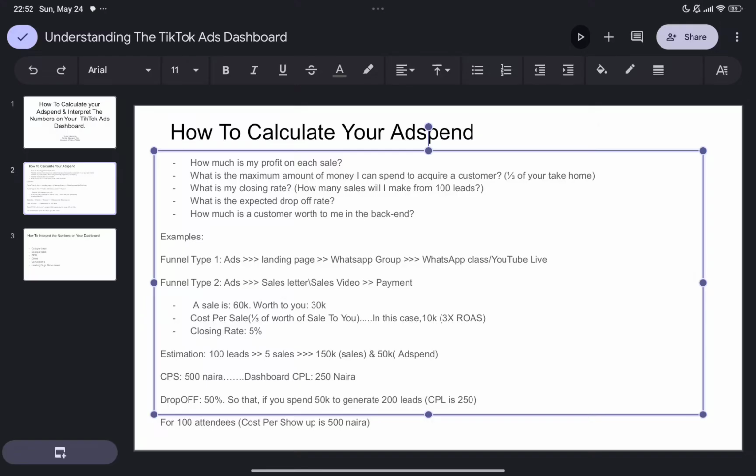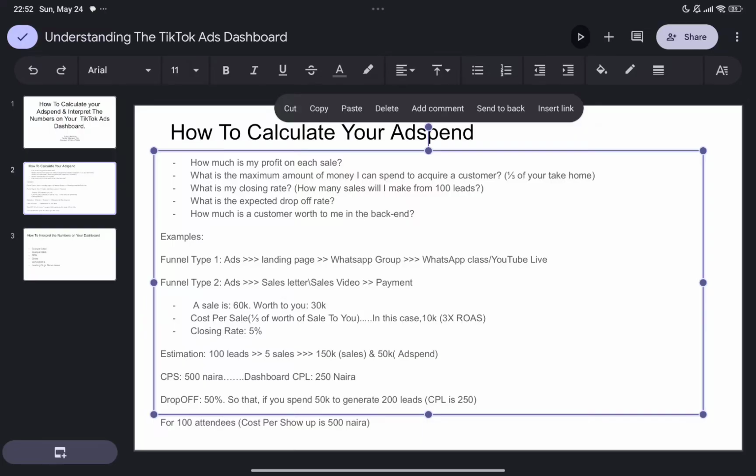And the second type of funnel is from ads, and then you take them to the sales letter or the sales video. Maybe you are running a direct sales funnel. From ads, you take them to maybe your seller page, your next stage, or your landing page where they just check out and make payment.